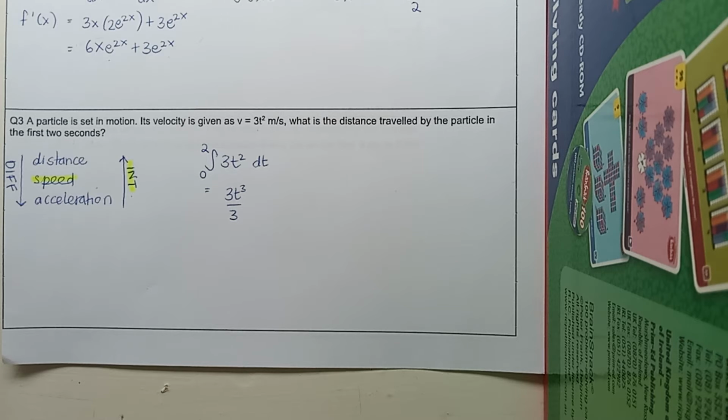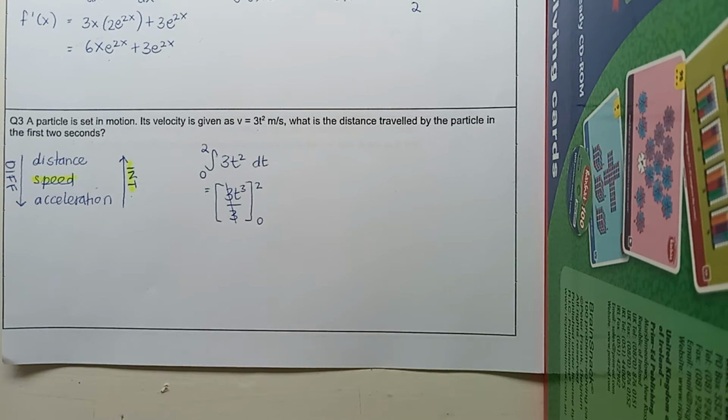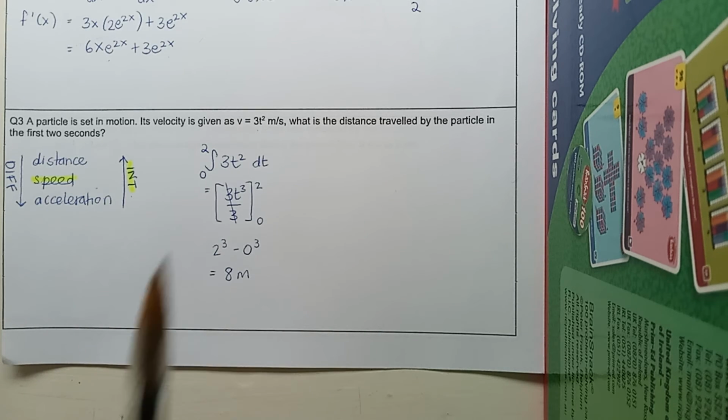I can make life a little bit easier for myself here. Just knock off those 3's and then sub in my value. And I get an answer of 8 meters. And I know that meters is the unit for distance here because first of all, it's distance. And second of all, meters were mentioned in the velocity expression.